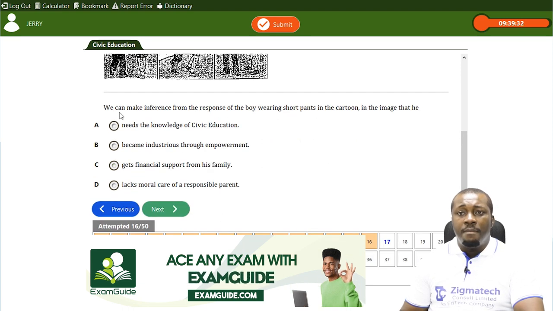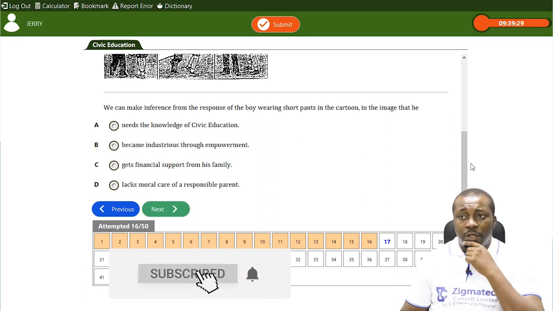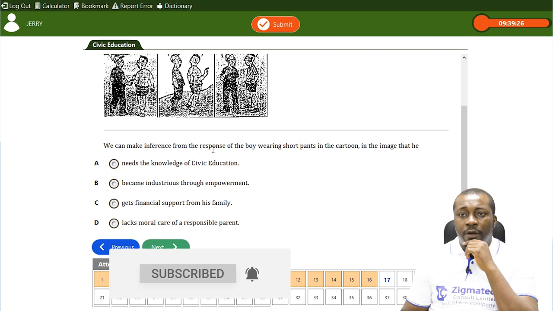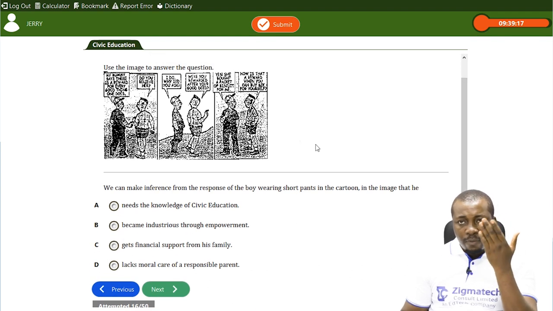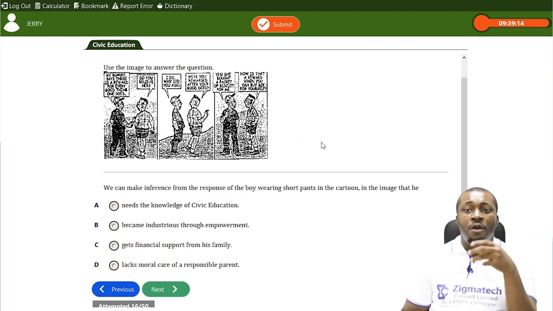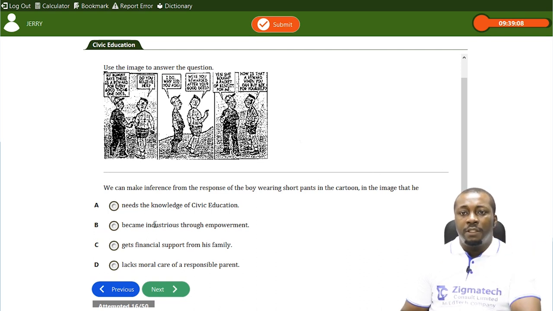Now, we can make inference from the response, still using the question, the image, we can make inference from the response of the boy wearing short pants in the cartoon, the one who is asking if a packet of biscuit is reward, and whether he believes that there is a reward for good things done. Now, the inference is this boy, A, needs knowledge of civic education. Yes, he does. B, became industrious through empowerment. C, gets financial support from parents. D, lacks moral care of a responsible parenthood.